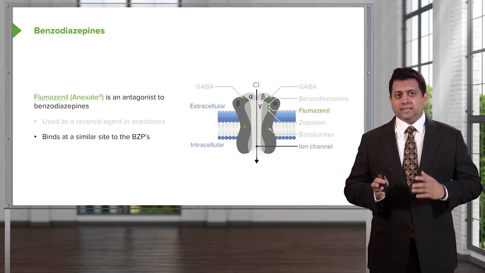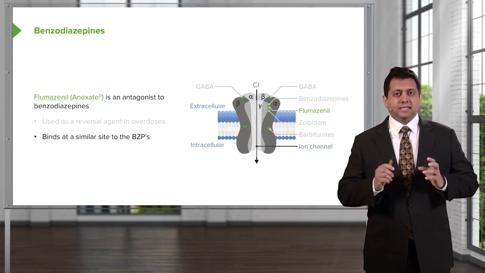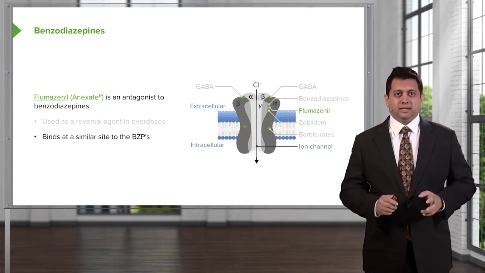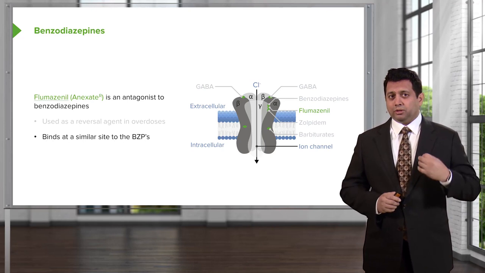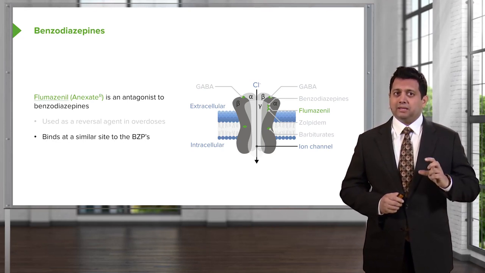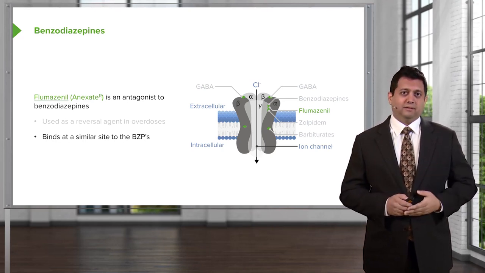The trade name is Anexate. I think it's safe for you to remember the trade name. And the reason why is because when you look in crash kits, it's going to be labeled Anexate and not necessarily Flumazenil.